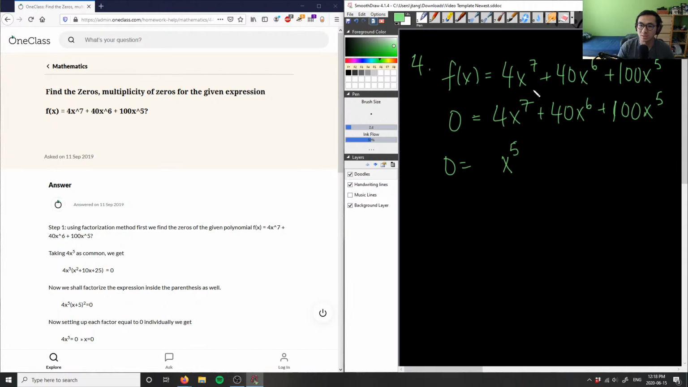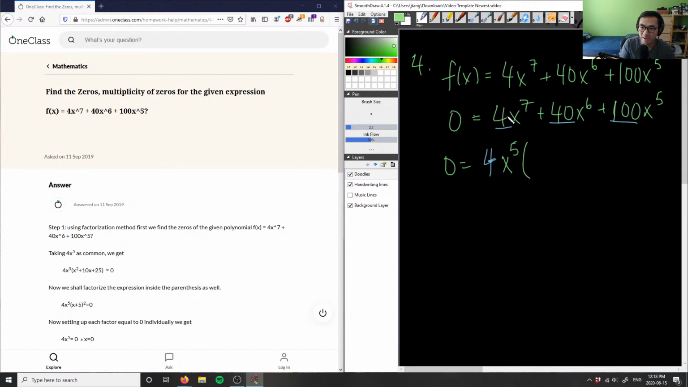I can also take out a number. If you look at only the constants, I have 4, 40, and 100, which means the greatest common factor of all 3 terms is going to be 4, because 4 divides into all of these. So I have 4x to the power of 5. I can common factor that entire term. And then let's see what I'm going to get.